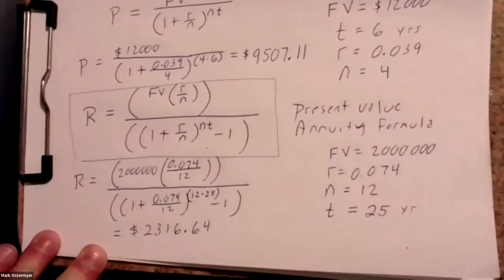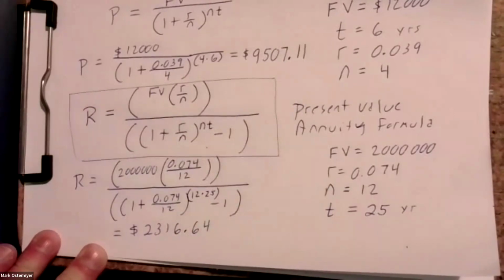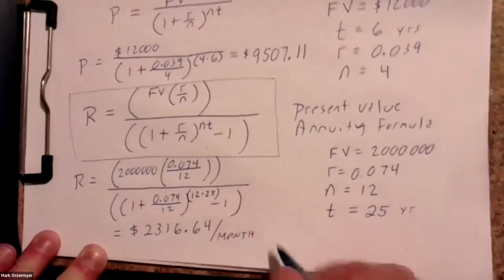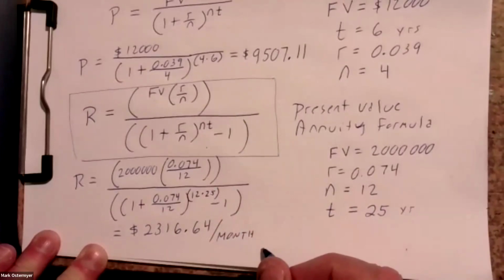So we would have to pay this, was it weekly, monthly? What was it again? We'd have to pay that each month. So we would have to pay this each month into this annuity for 25 years. And ladies and gentlemen, in 25 years, we'll have waiting for us in our account $2 million.